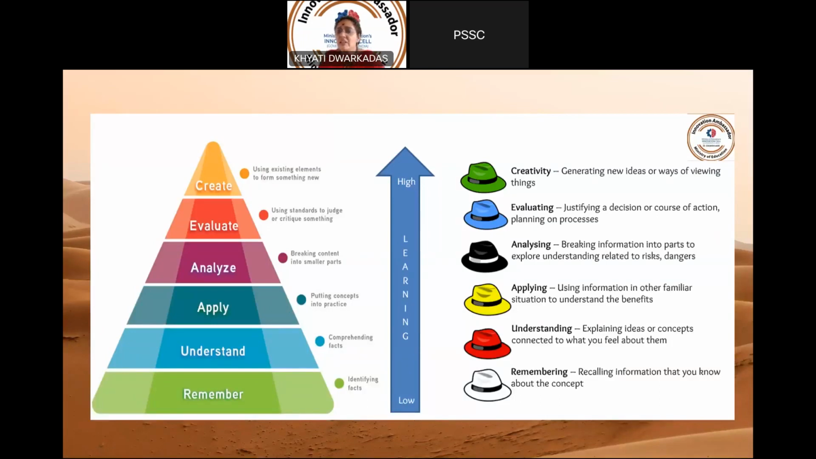So to the left, I'm showing you Bloom's taxonomy. And to the right, I am showing you lower learning to higher learning. The six hats of Edward de Bono. So I have put the six hats of Edward de Bono, the six thinking hats.